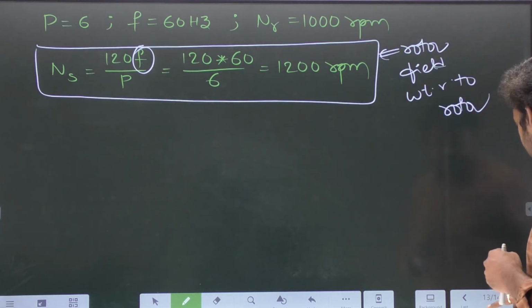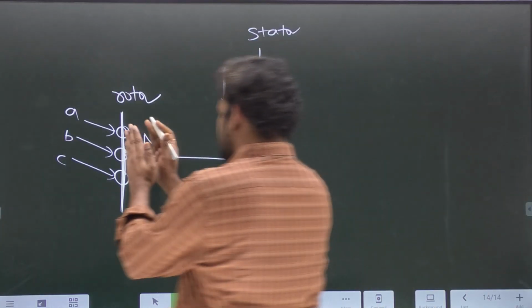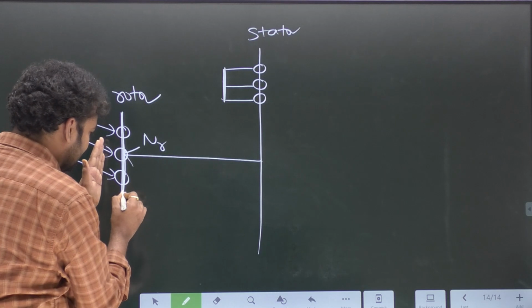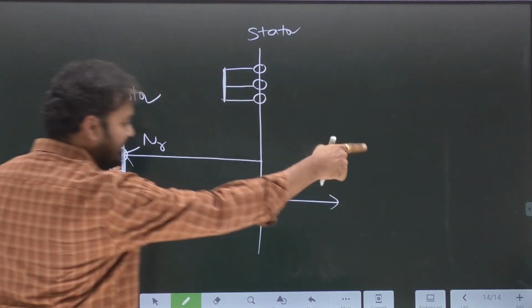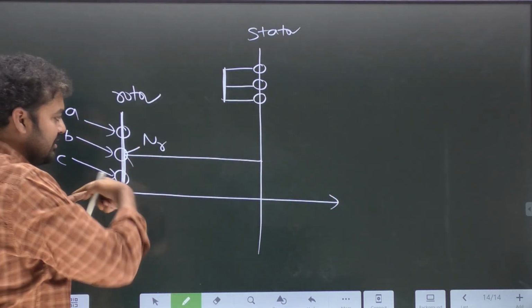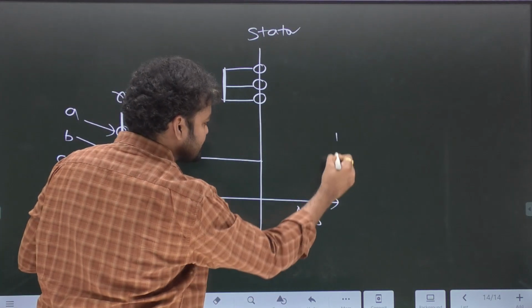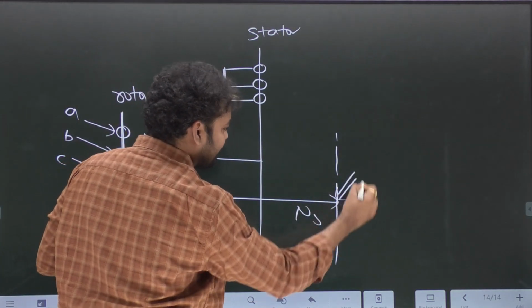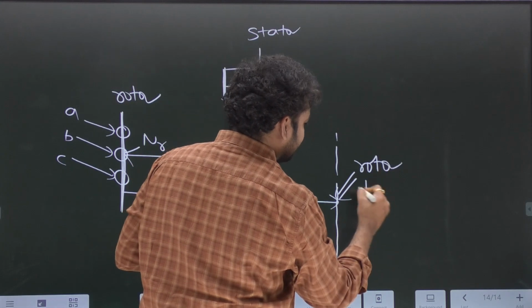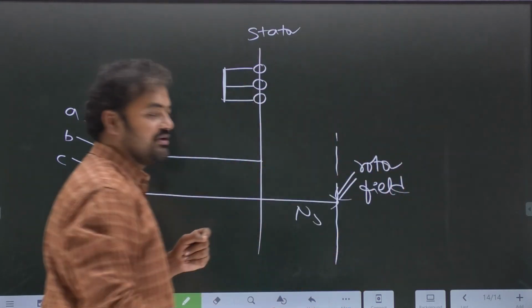Okay, what is the answer? 1200 rpm. So this is the rotor. From the rotor, the rotor field is rotating in the forward direction, ABC sequence. At how much speed? Synchronous speed. This is the position of the rotor field. Don't forget, this is the position of the rotor field.